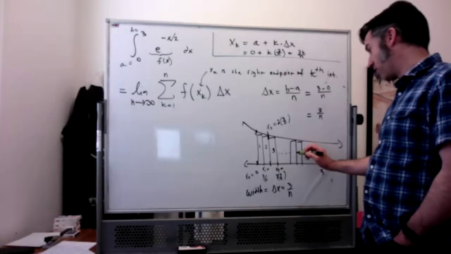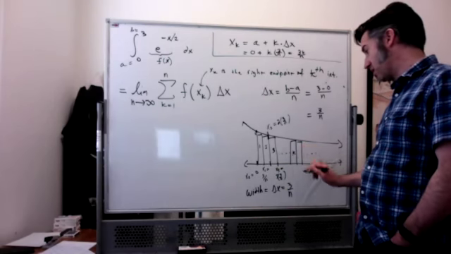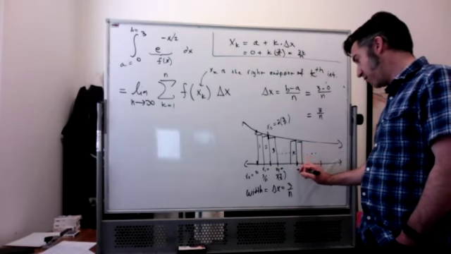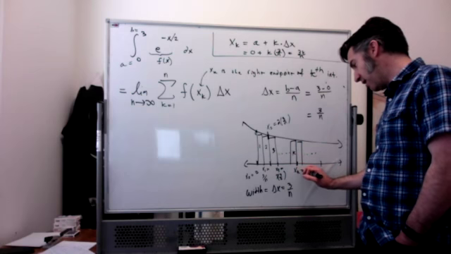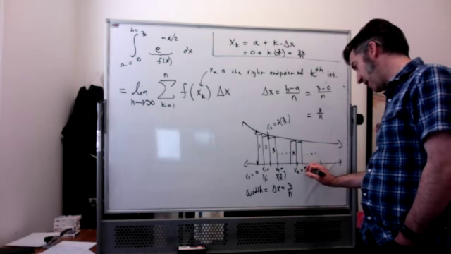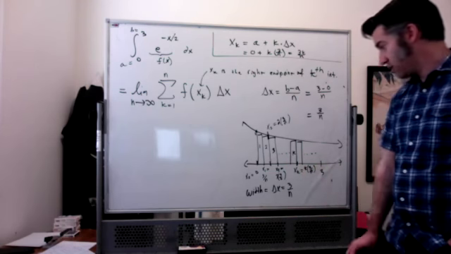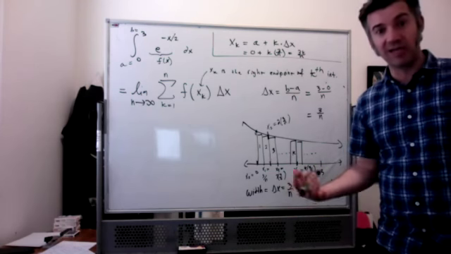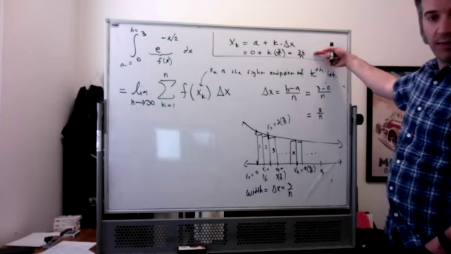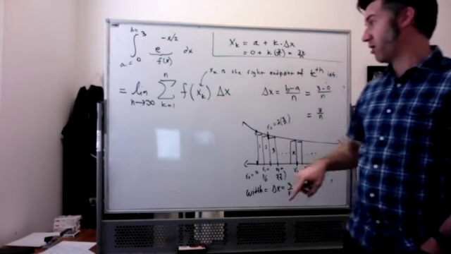So if you go over here to say the kth rectangle, the right endpoint, which is x sub k, is k times delta x, which is 3 over n. So your x sub k is 3k over n, just like we saw up here. That's what's going to go in there.